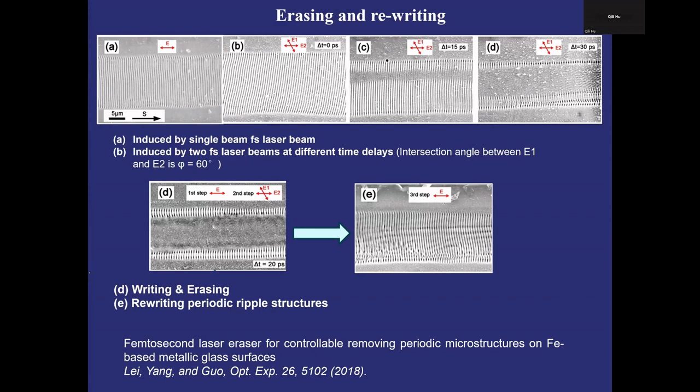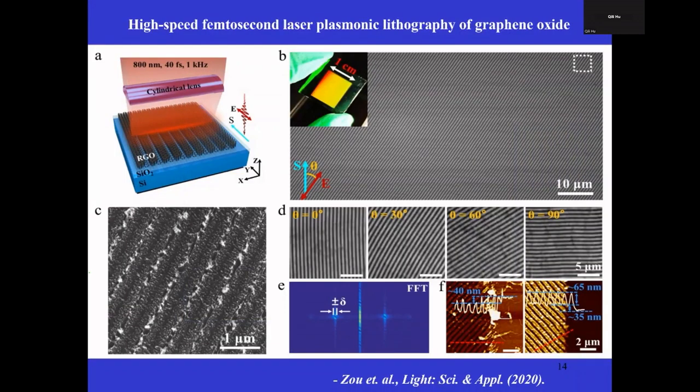In A, we can write this structure with the laser beam. Afterwards, we send another beam to erase the structure, as you can see from C and D. Then we can send in a third beam and rewrite the structure. So you can erase, correct, and modify.